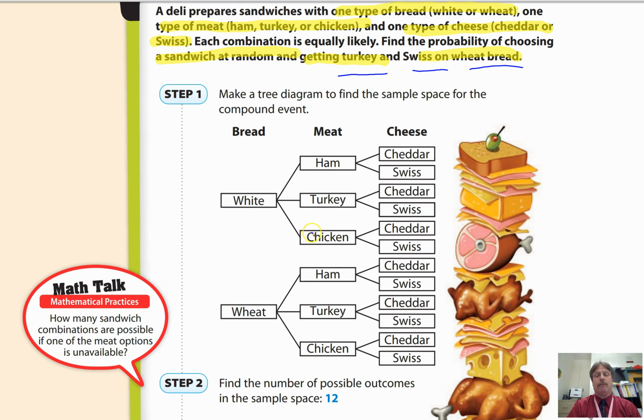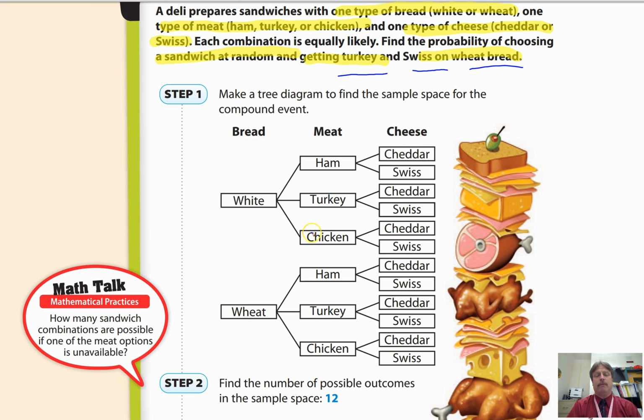The last thing is the type of cheese. We could have cheddar or Swiss, which would be on the ham on the white, a cheddar or Swiss cheese on the turkey on the white, or cheddar and Swiss on the chicken on the white bread, and then it's duplicated down here in the wheat section. So the next part is, that's our tree diagram there.